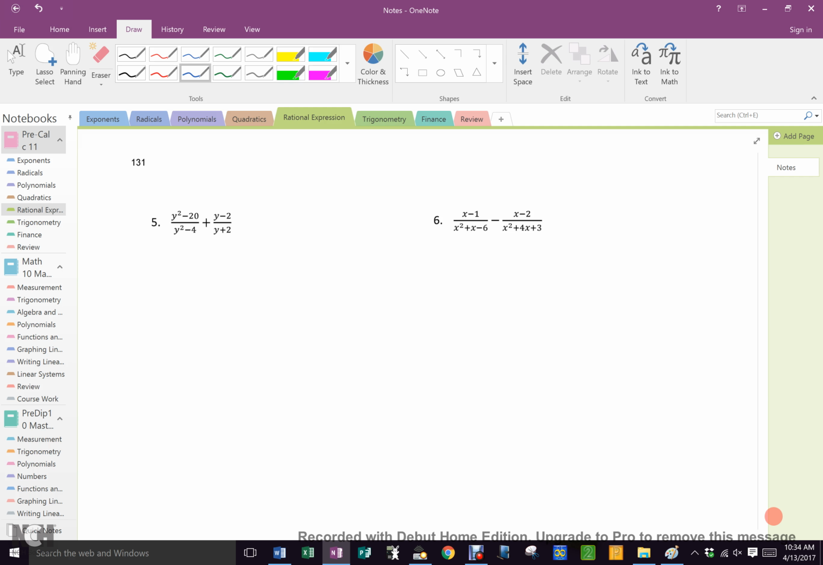You should factor anything you can. Right? There's 4 options here. Only one thing there is factorable. What? Y squared minus 4, because it's a difference of squares, yes? So we're going to go ahead and factor that. Y squared minus 20 over y plus 2, y minus 2, plus y minus 2 over y plus 2. Everyone agree? Everyone's cool, yeah?